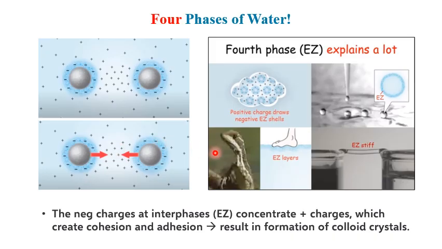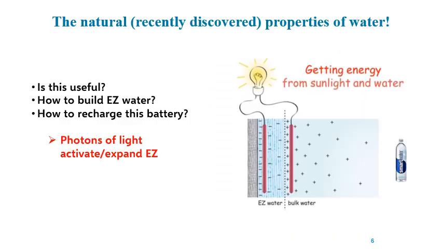Okay, so now you start looking at the strong properties that are adhesion and cohesion due to the interface of water and something hydrophilic, and this extra property that is the formation of this colloid state of water, these colloid crystals of water. Okay. So that's your EZ water. And then it starts to get even better. I mean, it gets more interesting, because the next thing we should ask is, is this information useful? Okay. And can you make more EZ water, right?